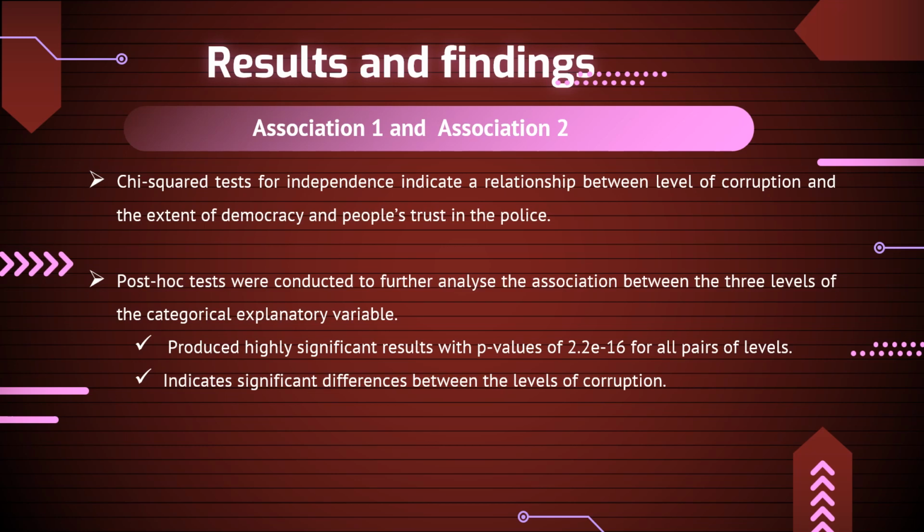Post-hoc tests were conducted to further analyze the association between the three levels of the categorical explanatory variable. The test produced highly significant values with p-values of 2.2e raised to the power minus 16. A p-value of less than 0.01 for all pairs of levels indicates a significant difference between the levels of corruption, showing varying impacts of corruption on democracy and people's trust in the police.